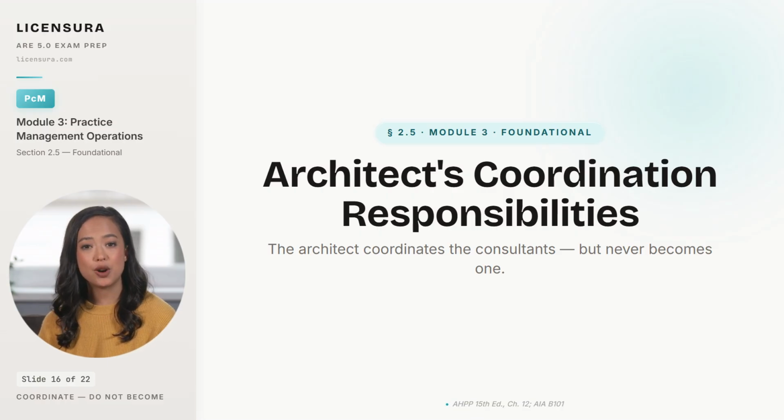The architect's role on every multidiscipline project sits on a single line, and the line is sharper than most architects realize. The architect coordinates the consultants. The architect does not become one of them.